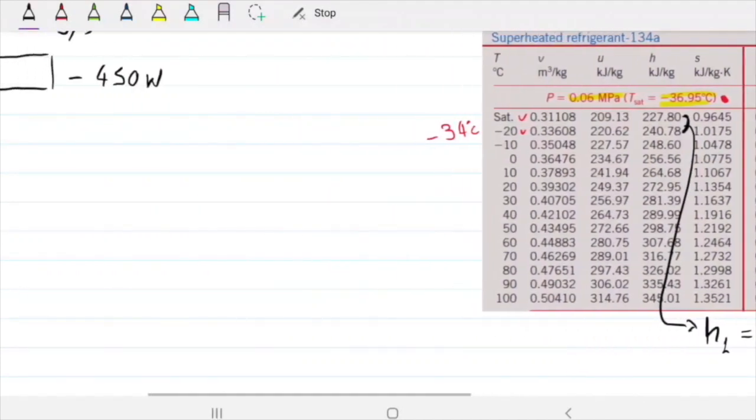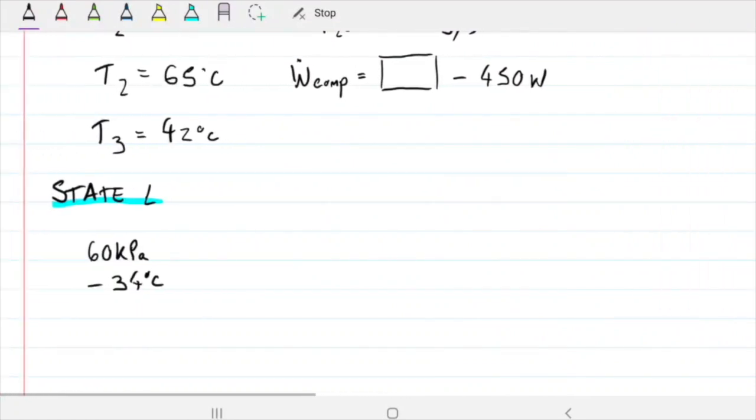So let me go ahead and write down over here, h1 is 230.06 kilojoules per kilogram.